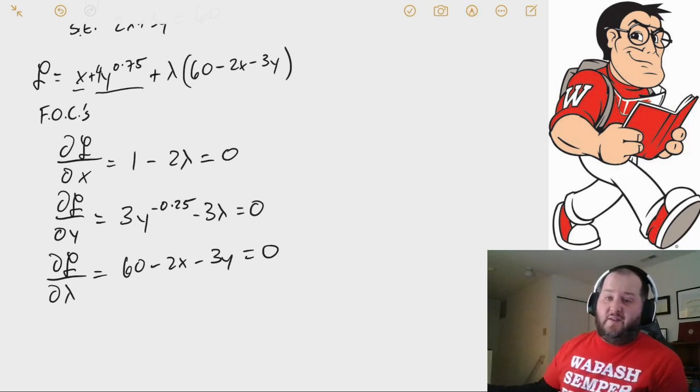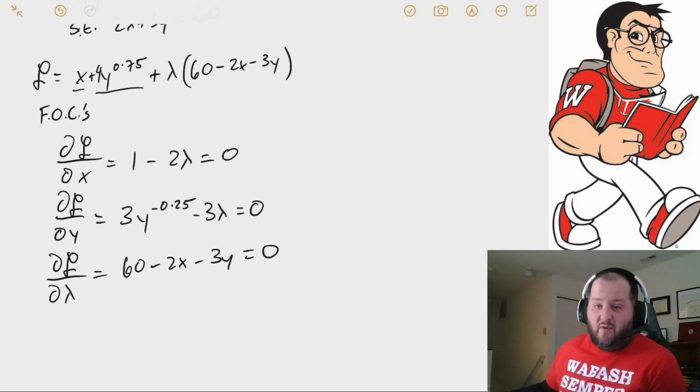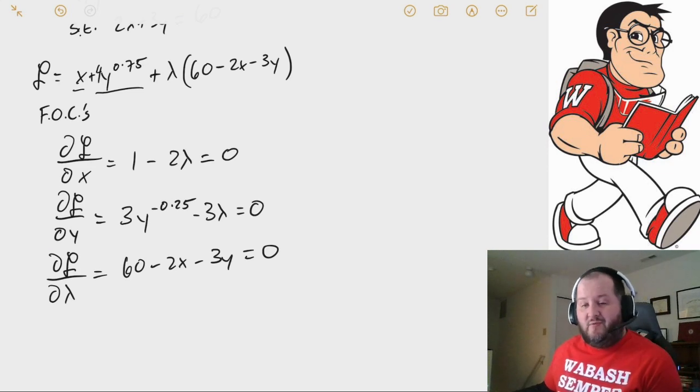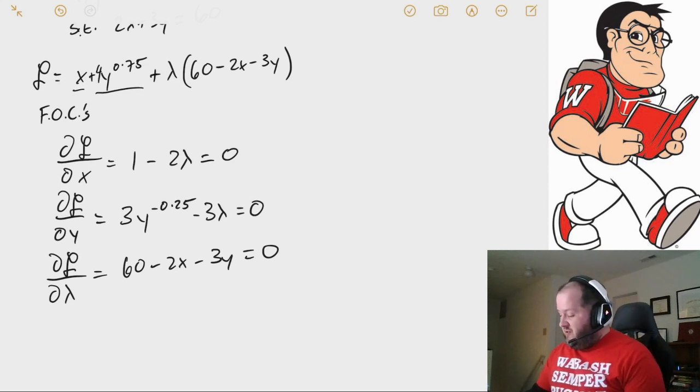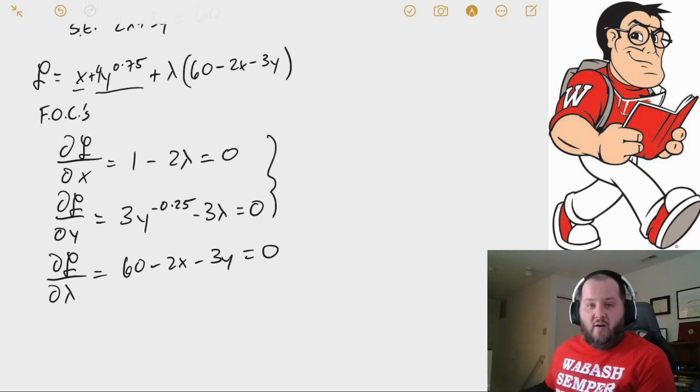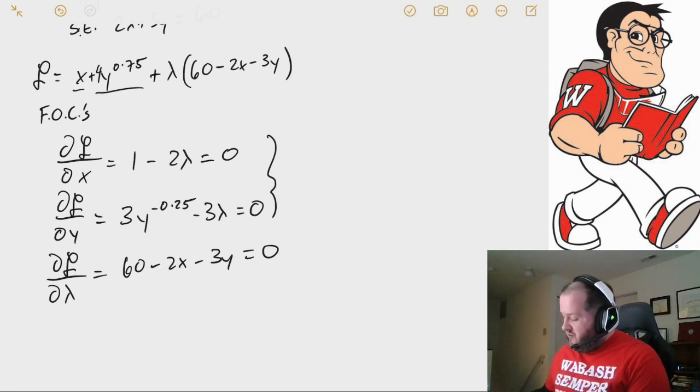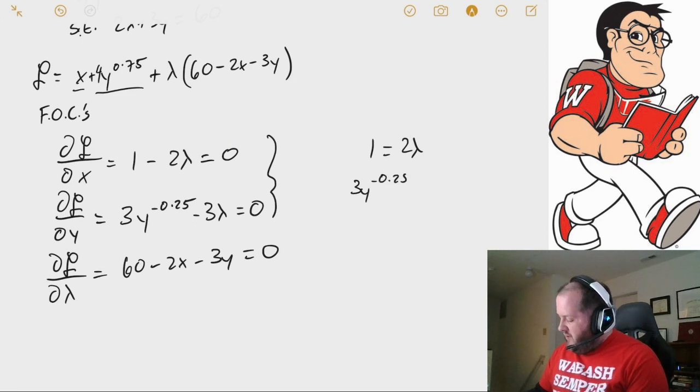Like every situation we've done so far with consumer theory, and it's not changing anytime soon, we've got 3 equations, 3 unknowns, and we just have to solve this. It's always easier to start with our first two first-order conditions. So move everything with a lambda onto the right-hand side: 1 equals 2 lambda, and 3y to the negative 0.25 equals 3 lambda.